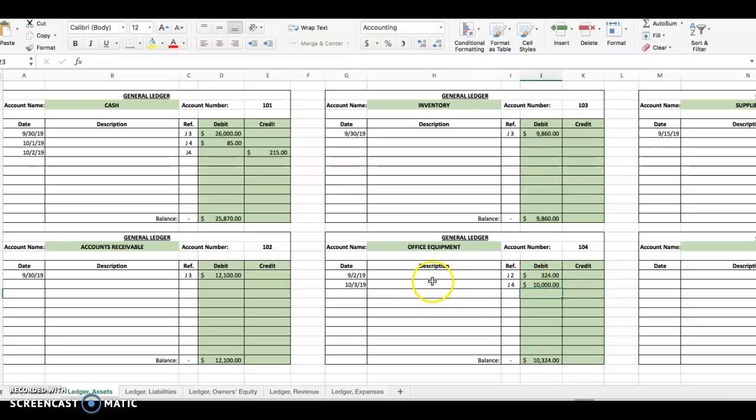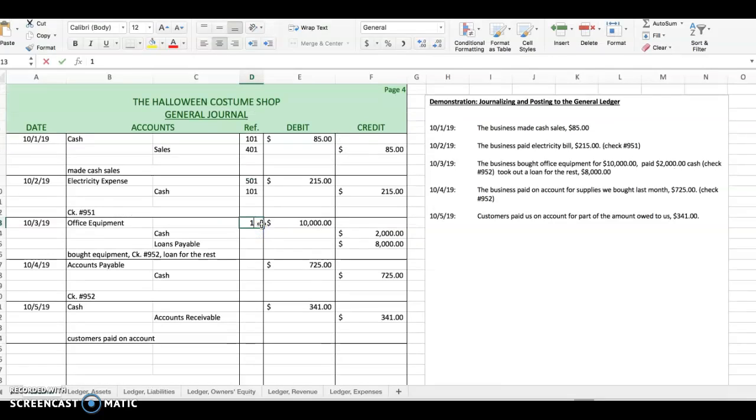Now you can see that we put our debit in, whoops, that was $10,000, I believe. We see that the ledger has something from back on September the 2nd. There's a debit of $324. So apparently, if we go back to journal page 2, we'll see that we purchased some office equipment in September for $324. This transaction is October 3rd for $10,000, and so the balance goes up. We have more office equipment. Even though we owe money for it, the value is $10,000. And that number is 104. That would go into the journal.